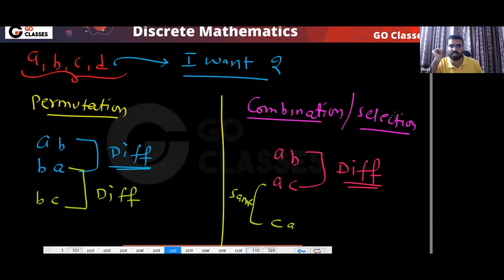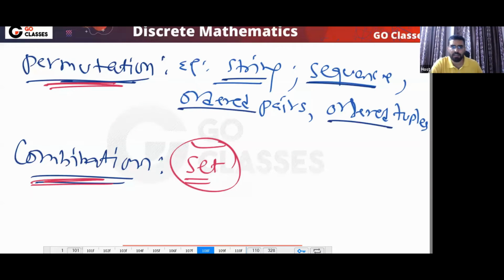Selection, combination, both are same. And permutation, arrangement, both are same. So this is the idea. Some examples of permutation. What are the examples of permutation? Like string, sequence, ordered pairs, ordered tuples, ordered triples. In an ordered pair, order will matter. And combination example is set, committee, team, group, something like this. Okay, so this is the idea.